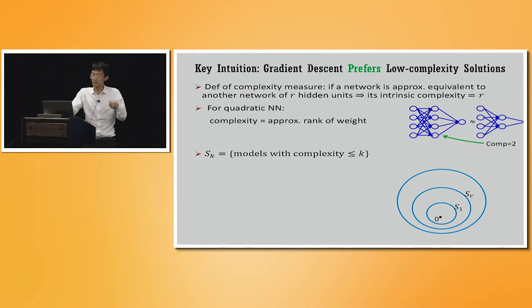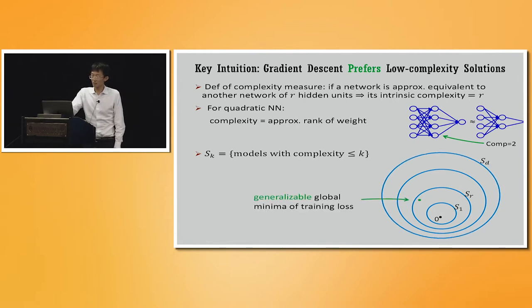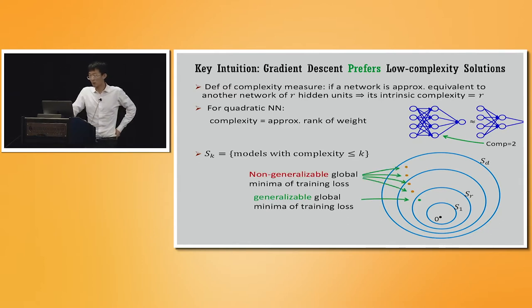Zero is approximately rank zero solution, right? So in the set S_R, the set of models with complexity at most R, there exists a generalizable global minimum of the training loss, right? This is the network that produced the label. We assume that there exists a network that produced the label with size R, and that's the green point. But there are also non-generalizable global minima of higher rank, and they are not inside S sub R.